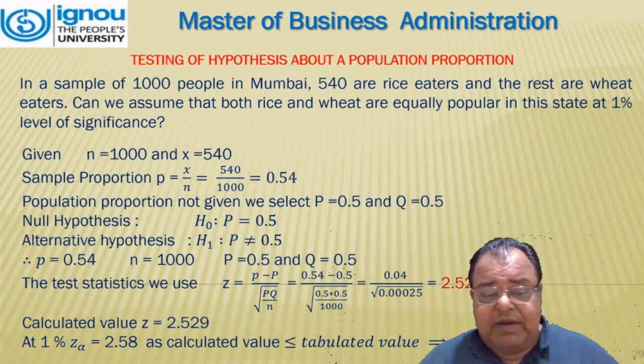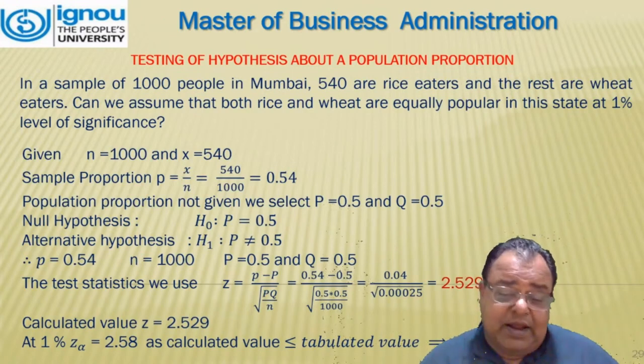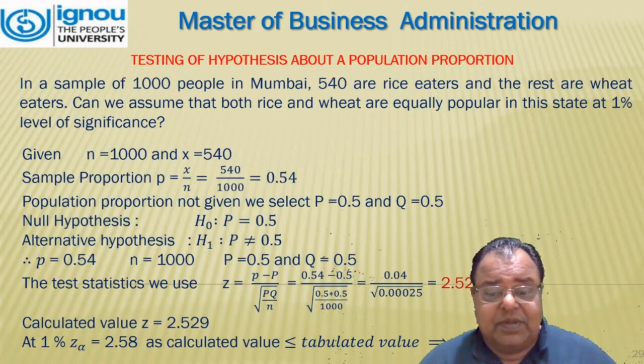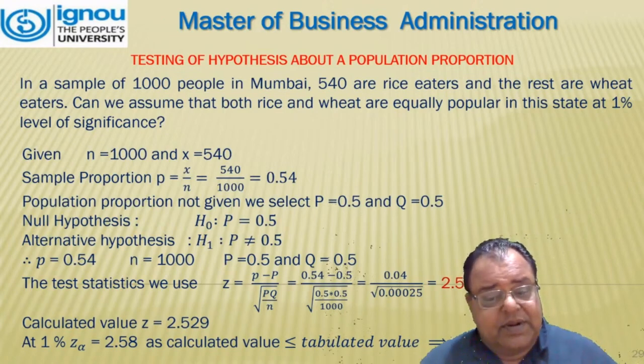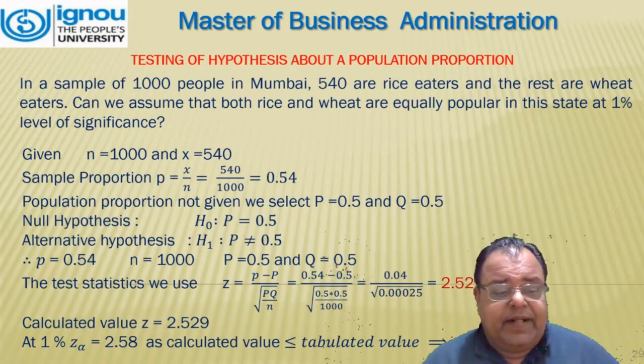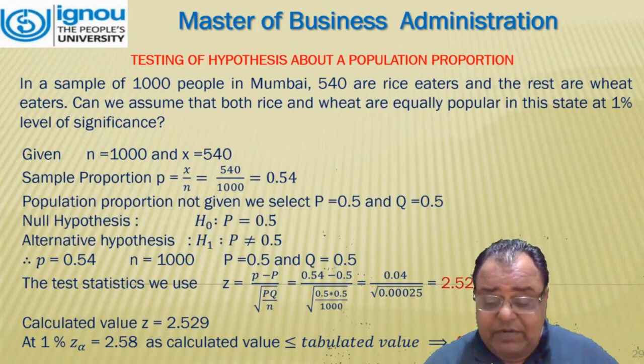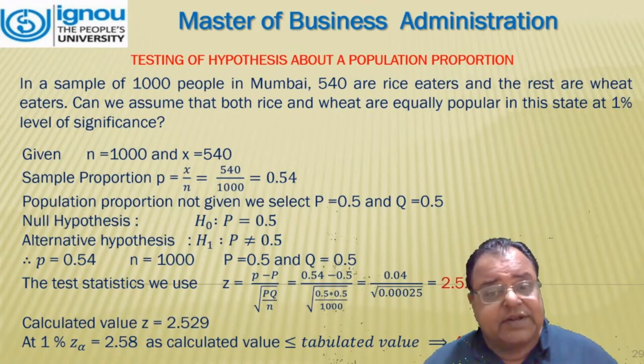Your calculated value is z equal to 2.52 and your tabular value is greater than your calculated value. Tabular value is 2.58 and you have calculated 2.52. That means H naught is accepted.